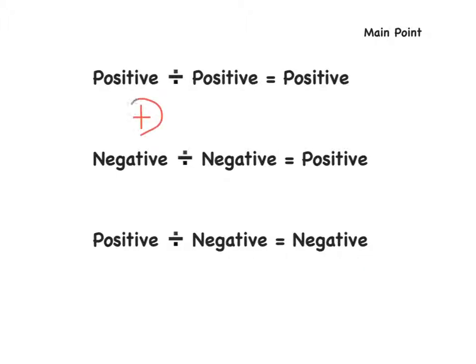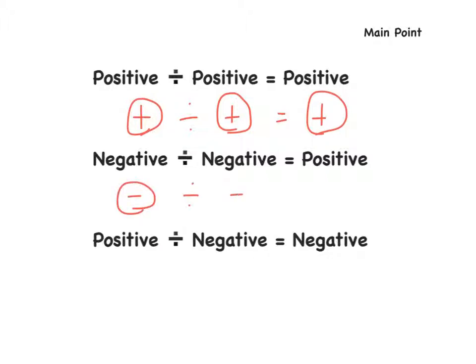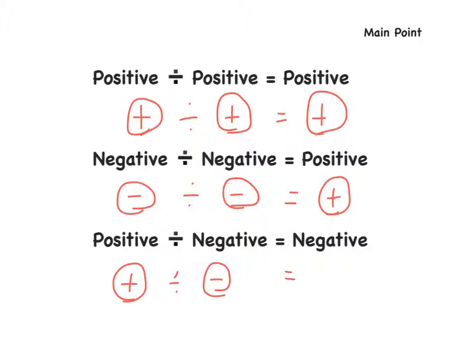So a positive divided by a positive will give you the positive. The negative divided by the negative equals a positive. And a positive divided by a negative equals a negative. These two are the same. They're both positive. And this one down here is the negative.